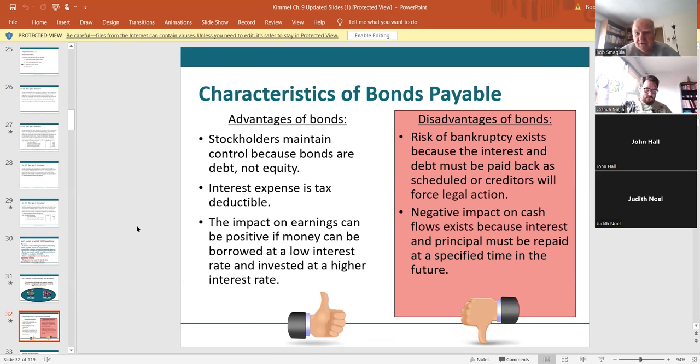Disadvantages of bonds. Well, if you don't pay people back, that can drive you into bankruptcy. You got to pay that interest on a timely basis, and if you don't, you're in big trouble. And of course, you can have a negative effect on your cash flows because you have to meet these obligations.